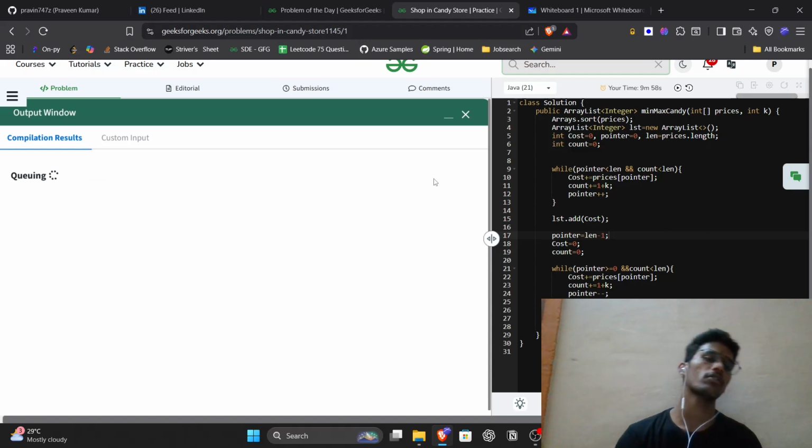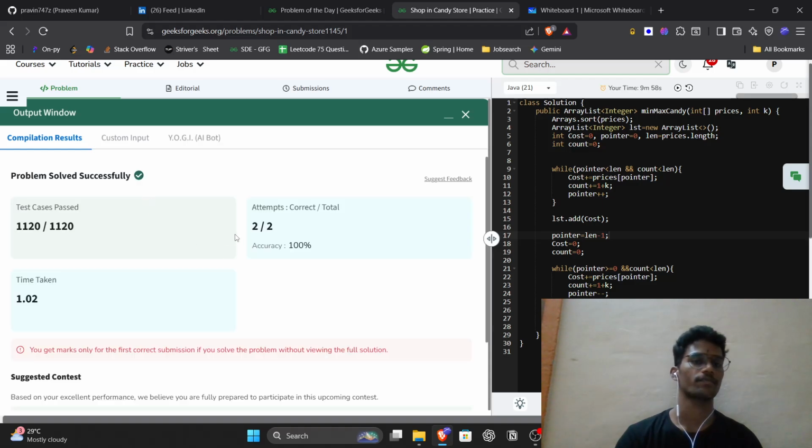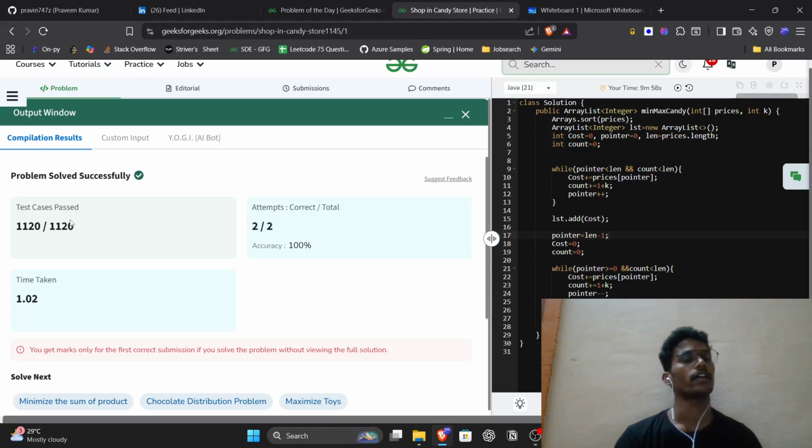Let me run this code. I have already solved this problem today morning itself. I know for sure it would be clearing all those test cases. Yes, it did. It passed all the test cases and the time taken is 1.02. It's good, but it could be improved.